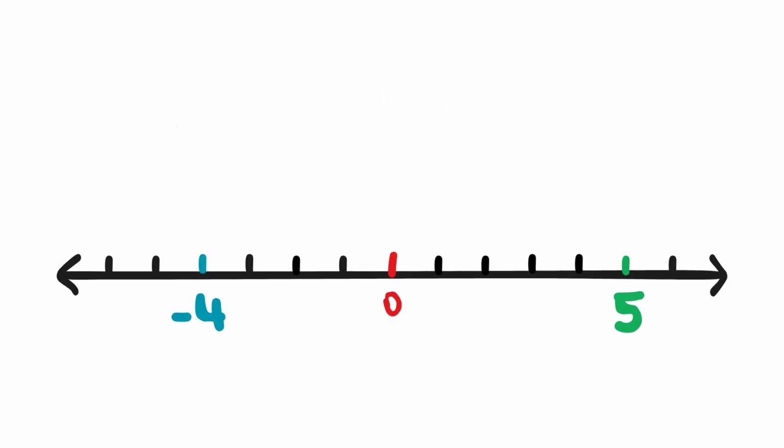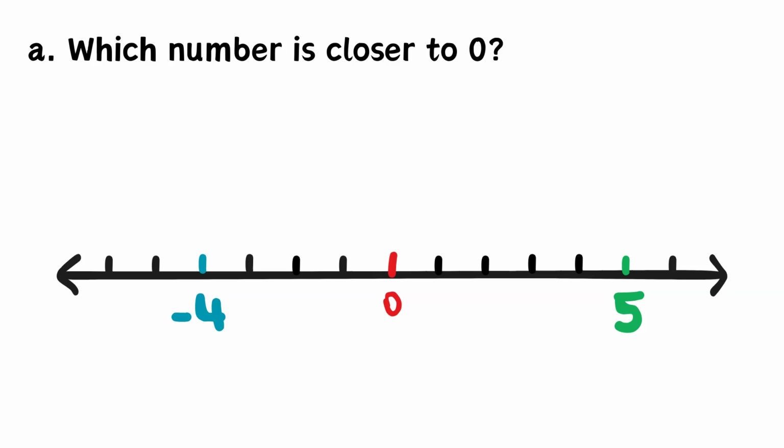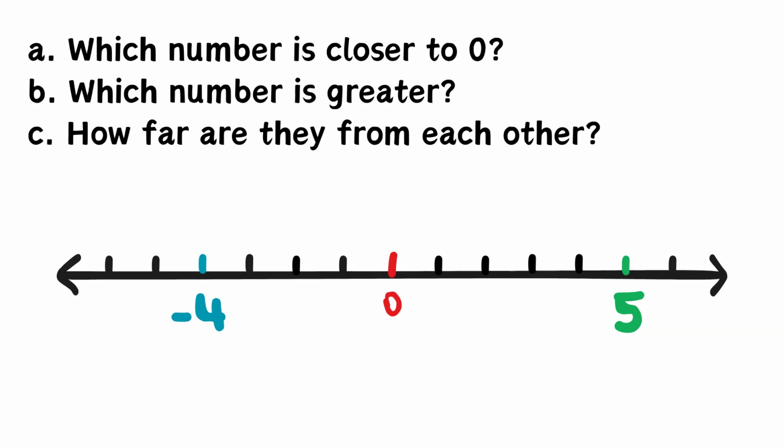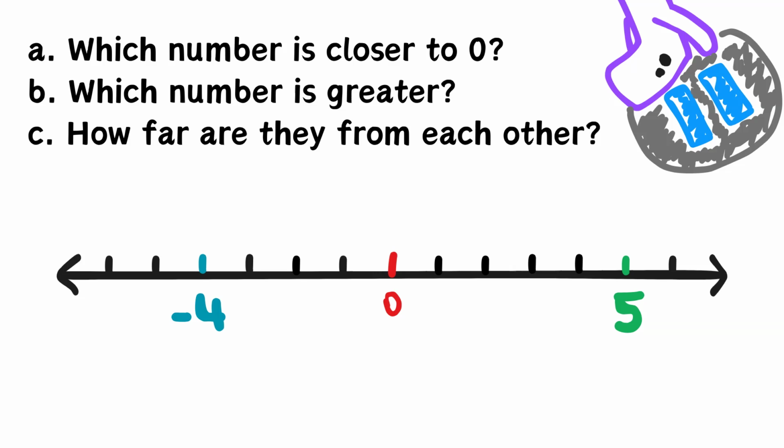So for this example, I want you to solve 3 questions. The first is, which number is closer to 0? The second is, which number is greater, -4 or 5? And the third question is, how far are they from each other? Okay, so pause and see if you can figure this out on your own, and then come back.